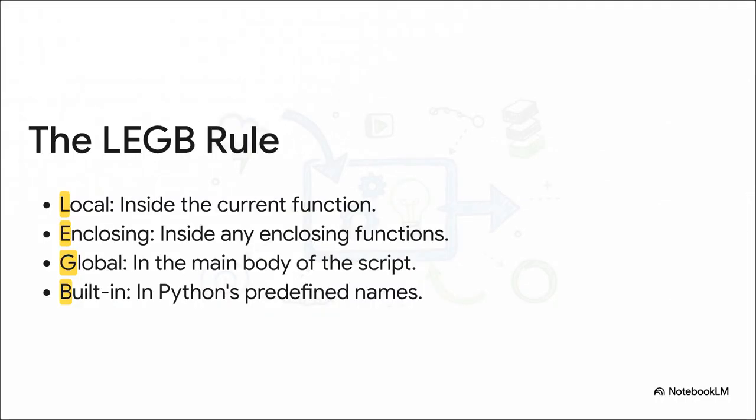So to find a variable, Python follows this really clear search pattern called the LEGB rule. It's kind of like looking for your keys. First, you check your pocket. That's the local scope. If they're not there, you check the room you're in, the enclosing scope. Then the whole house, that's global. And finally, you check if they're just part of the door lock itself, which is the built-in scope.